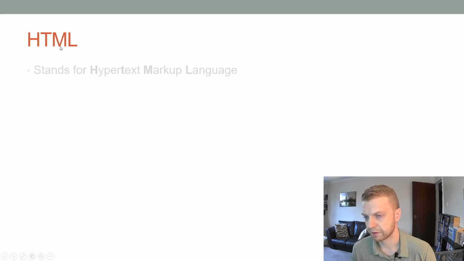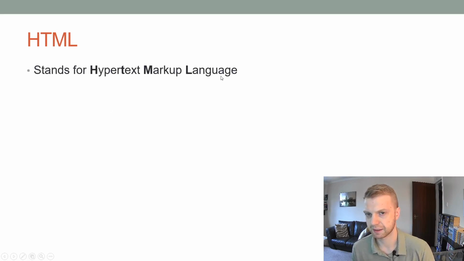So HTML, if you don't remember, stands for Hypertext Markup Language. It's the stuff that helps us make web pages. Specifically, the structure of a web page, so like the text you can see on it, the images, that type of thing. It doesn't deal with colors or anything. That's something else which we'll deal with later.